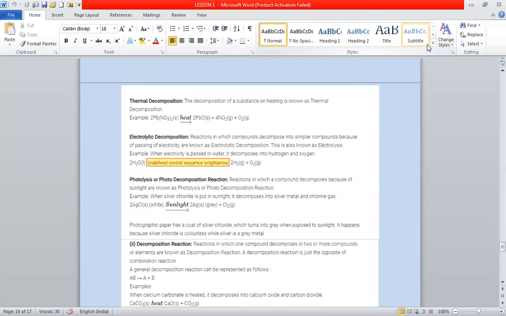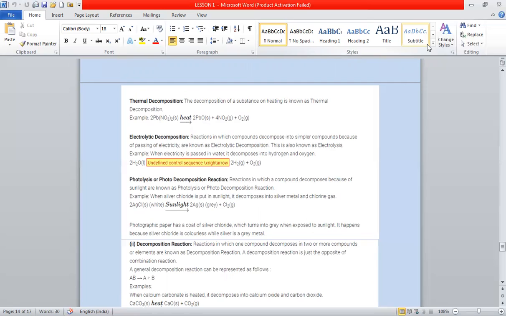As you all know, the word decompose means to break. So, when a compound breaks into two or more elements or two or more simple products, it is known as decomposition reaction. A common example is when we heat calcium carbonate, CaCO3, it breaks up into CaO, that is quicklime, and carbon dioxide.